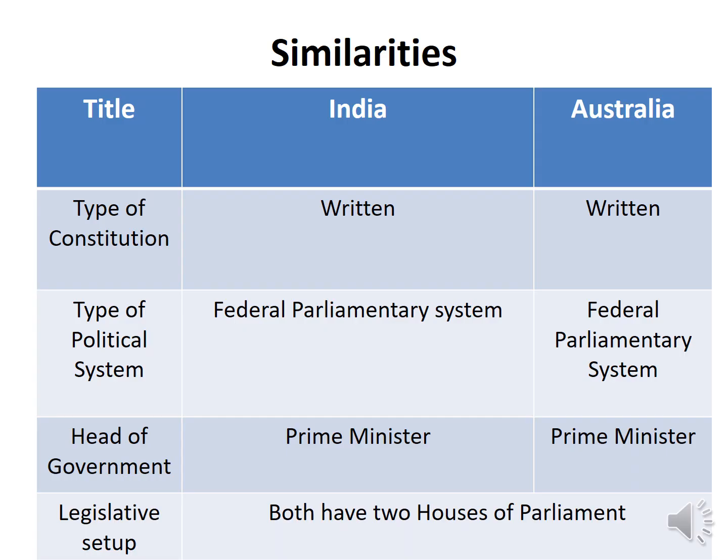So what are the similarities? So both the constitutions are written. So Australian constitution is also written just like Indian constitution. Federal parliamentary, both federal, because in Australia also we have states and union territories, similar to how we have states and union territories in India. Head of the government, there also we have prime minister, and the legislative setup, both have two houses of parliament. We have Lok Sabha, Rajya Sabha, there also they have two houses of parliament.